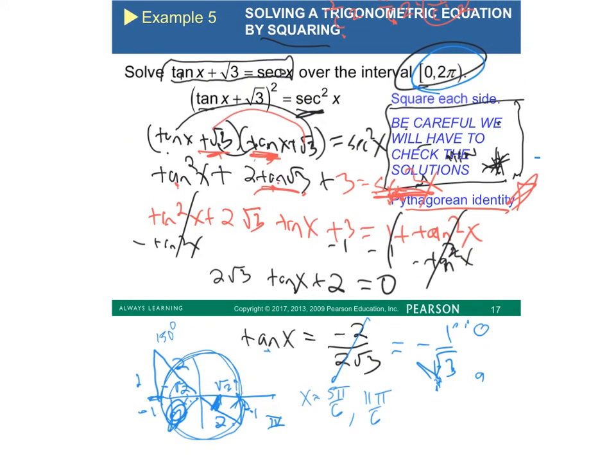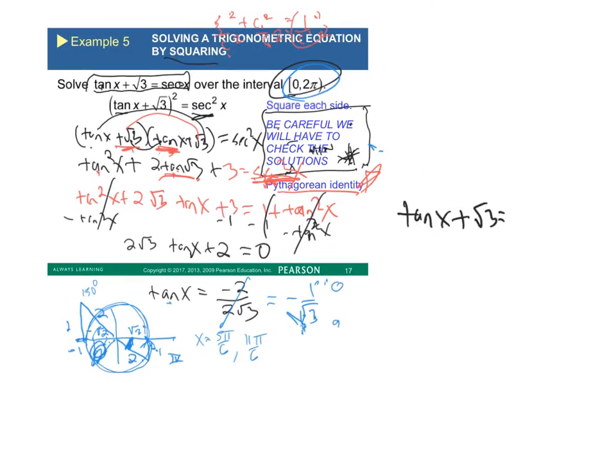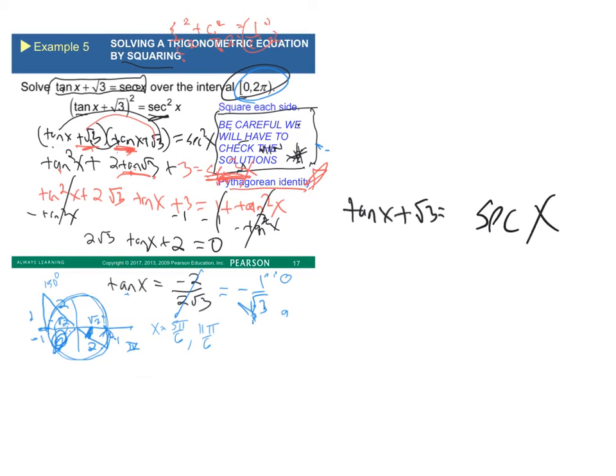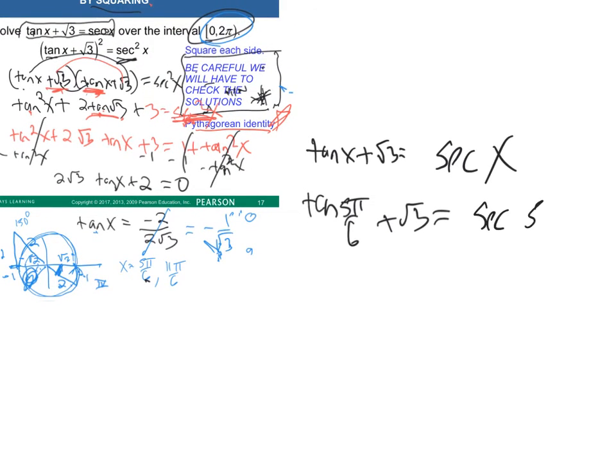Because I left this note for me, not for you, because I'm the one that will forget it. The original problem, how do we check our work? The original problem was tangent of x plus the square root of 3 has to equal secant of x. You can always do this, by the way. You can always check your solutions, make sure they're good. Let's plug it in here. Tangent of 5 pi over 6 plus the square root of 3, is it equal to the secant of 5 pi over 6?